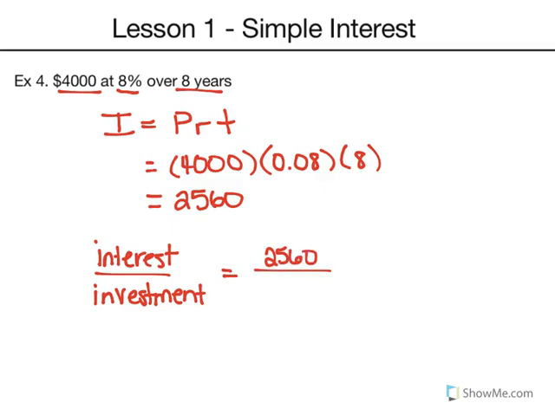Our investment was our principal. We invested $4,000. Divide the two and you get 0.64, which is 64%. So that has a pretty high rate of return. You have 64% of it you're making back, which is pretty good.